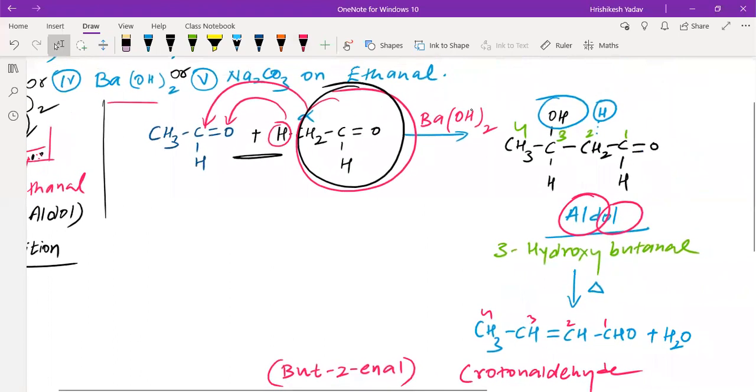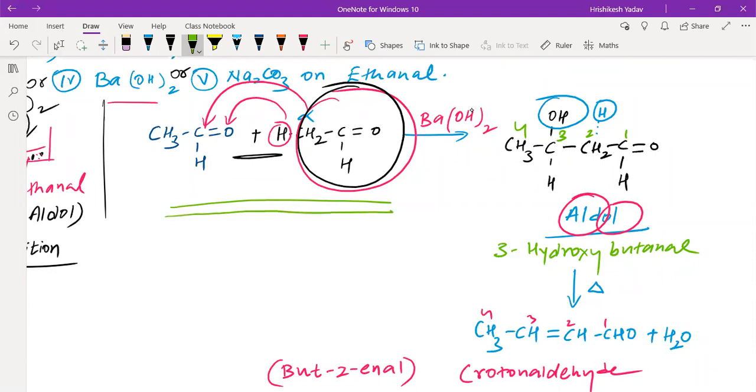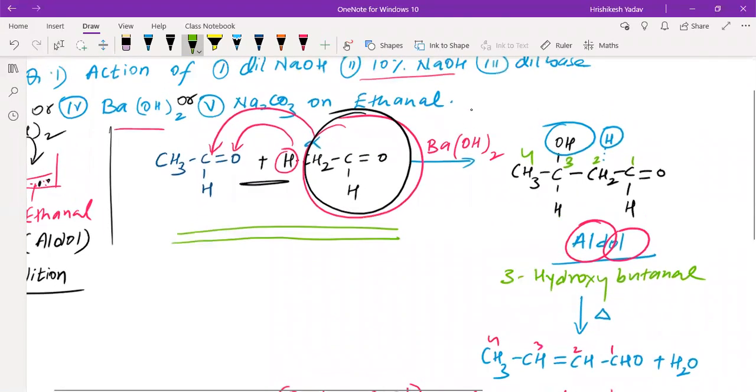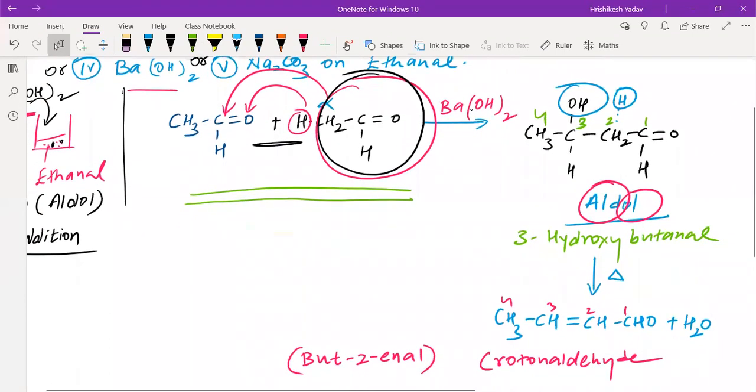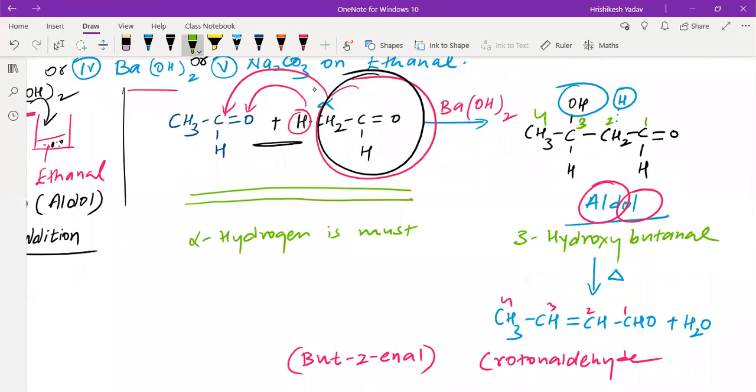So what happens in aldol condensation reaction? In this reaction, actually two molecules of aldehyde or two molecules of ketone, they undergo addition reaction in presence of dilute base like barium hydroxide, sodium carbonate, dilute NaOH. But very important thing here is alpha hydrogen atom is must. It should be there. So this is overall aldol condensation reaction.